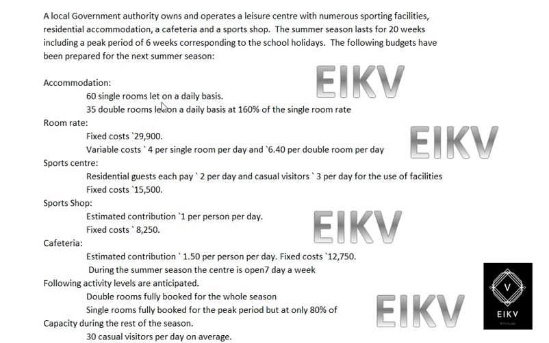Accommodation: 60 single rooms let out on a daily basis, 30 double rooms let out on a daily basis, and the double room rate is 160% of the single room rate. Fixed cost 29,900, variable cost 4 per single room per day and 6.4 per double room per day. Sports center: a residential guest pays 2 per day and casual visitors pay 3 per day for the use of facilities. Fixed cost 15,500.